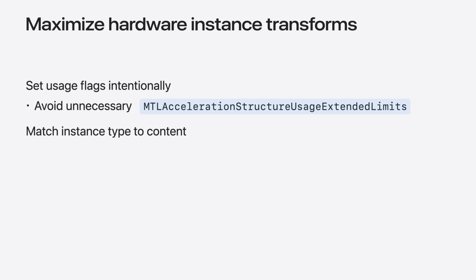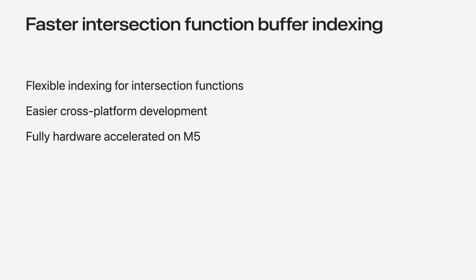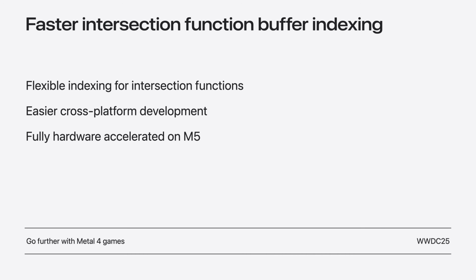Intersection function buffers already provide a flexible indexing mechanism for custom intersection functions, and this aligns with DirectX and Vulkan, making cross-platform development easier. While IFBs are supported across all the hardware ray tracing GPUs, M5 takes this further by making the indexing scheme fully hardware accelerated. In various games, GPU time spent in intersection function buffer indexing dropped up to 70% compared to emulation. It gives you the performance you need for complex procedural geometry and custom intersection tests in your scenes. Watch Go Further with Metal 4 games for more details.